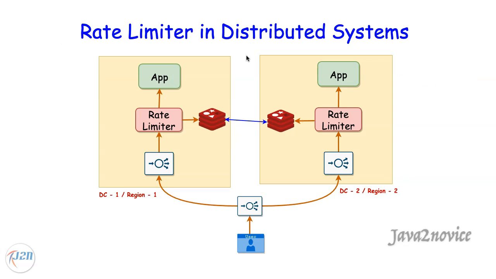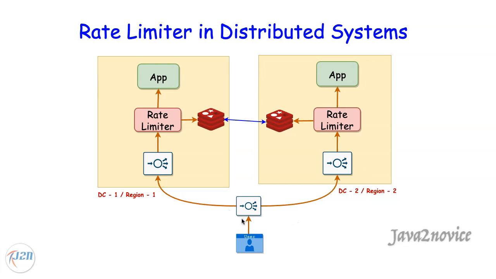Let's assume that we have deployed our application on two different data centers or regions. This is region 1 or data center 1. This is another region, region 2 or data center 2. This is the local load balancer at region 1 and this is the local load balancer at region 2. We are using a global load balancer to balance traffic between data centers. We have our application servers behind the local load balancers.